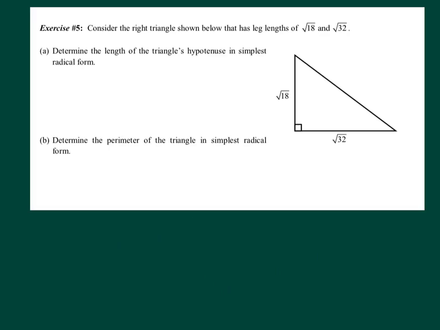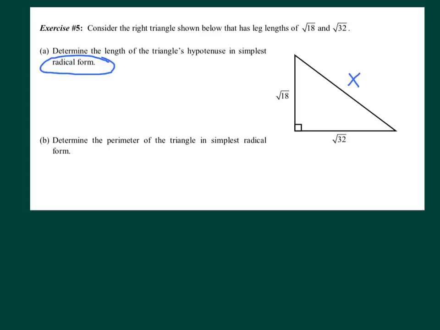Exercise 5. Consider the right triangle shown below that has lengths of radical 18 and radical 32. Determine the length of the triangle's hypotenuse in simplest radical form. Okay, start looking for that term. Radical form means you have to have a radical in your answer. So I'm going to call this x.